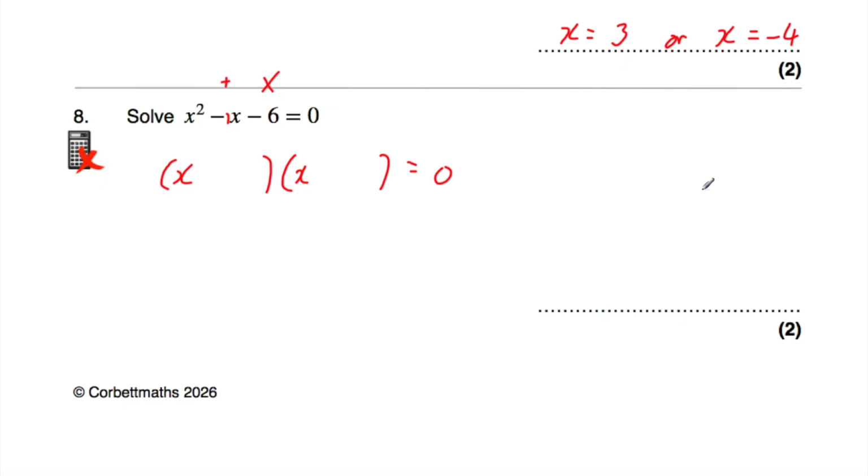Now, I'm not going to write the list down this time, I'm just going to tell you how I would do this question. So I want to find two numbers that times together to be negative 6, so one's going to be positive and one's going to be negative. Now I'm then going to think of the option that add together to be negative 1.